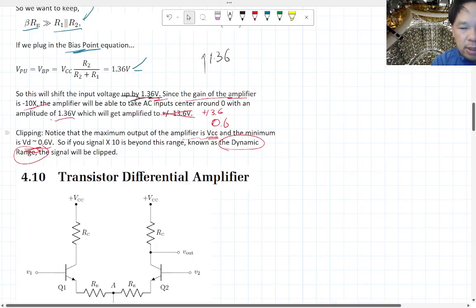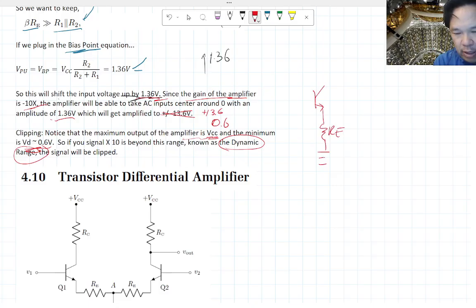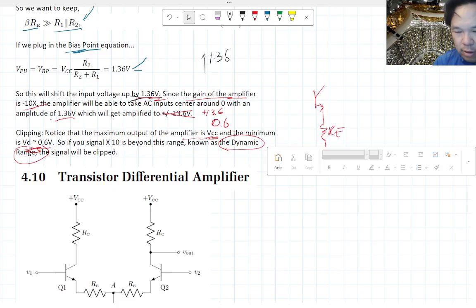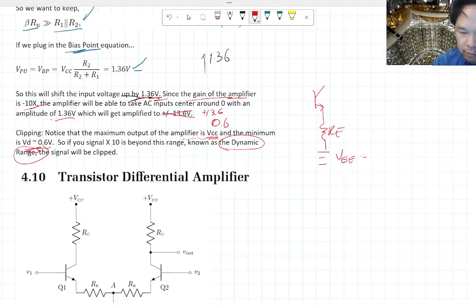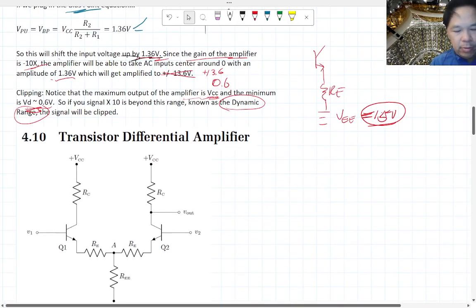Another way around this is to tie the negative end of your amplifier, RE, to VEE instead, which could be down to negative 15 volts if you want. So that's another way around it. And we do have these negative output power supplies available in the lab. Okay.